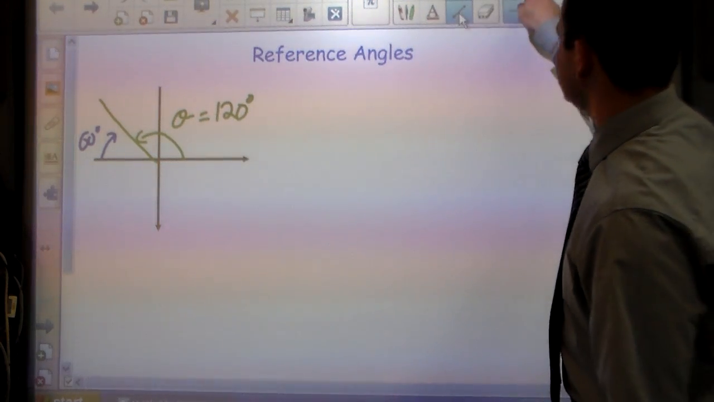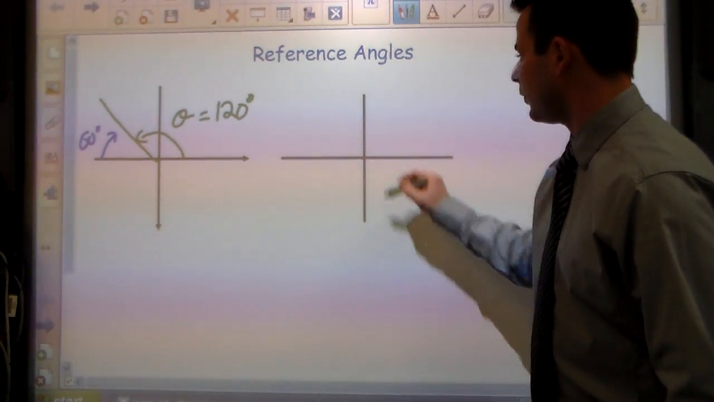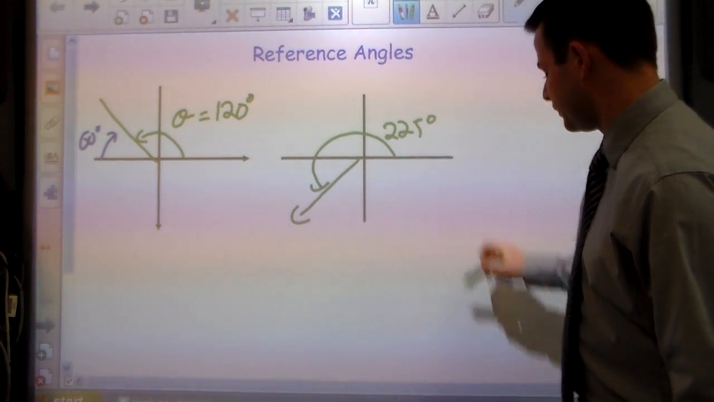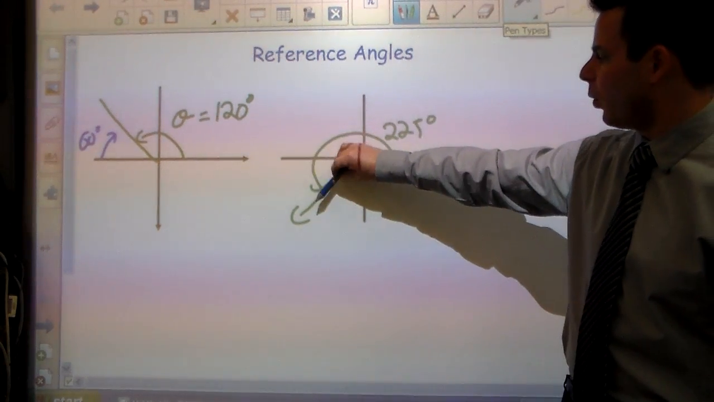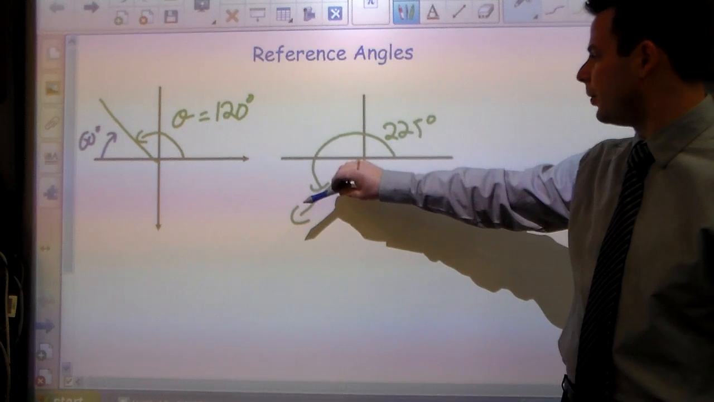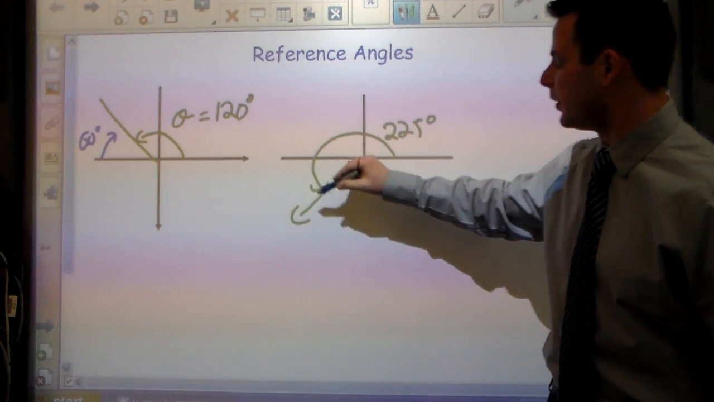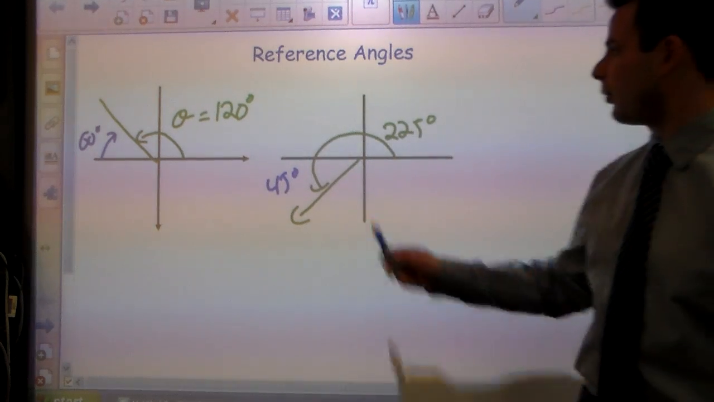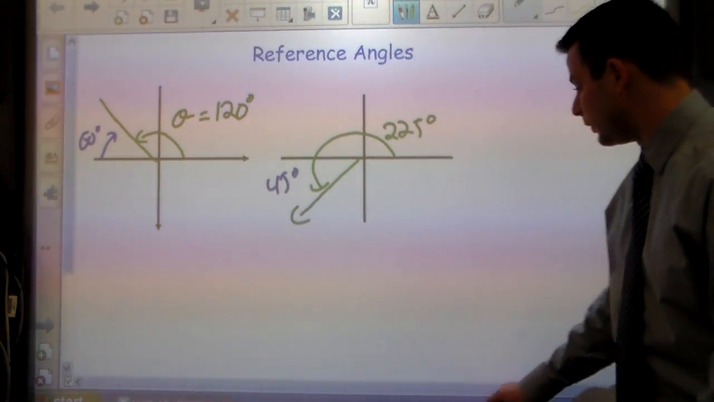If we have a third quadrant angle, let's call this angle of rotation 225 degrees. So again, note that the x-axis is 180 degrees. We're past 180 degrees, so the reference angle is saying, how much past 180 degrees are you? Well, if this is 180 and we want to go to 225, 225 minus 180 is 45 degrees past the x-axis. Therefore, the reference angle for an angle of rotation of 225 degrees is 45 degrees.